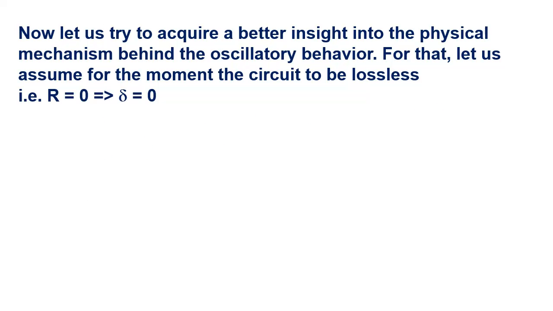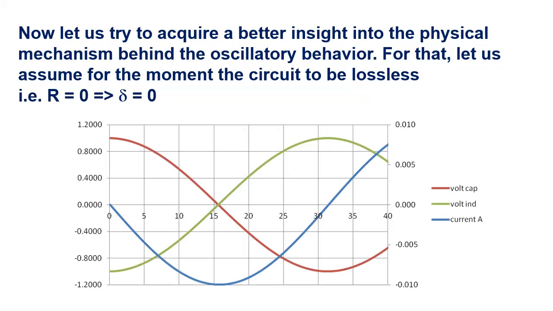Now let us try to acquire a better insight into the physical mechanism behind the oscillatory behavior. For that, let us assume for the moment the circuit to be lossless, that is, R equals 0 implying no damping. The plot displays the capacitor voltage in red, inductor voltage in green, and the current in blue. It is obvious that inductor and capacitor voltages must add up to 0 to satisfy KVL, and therefore appear to be in antiphase.